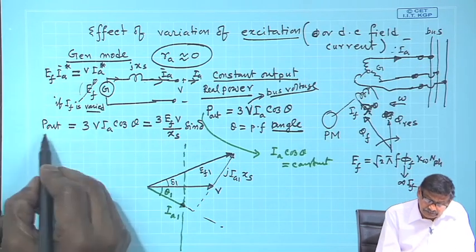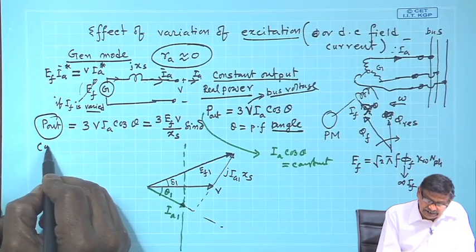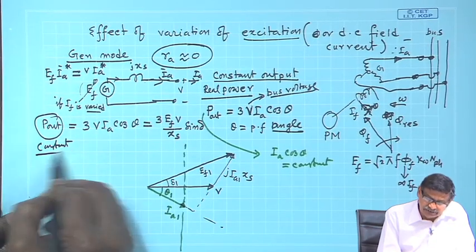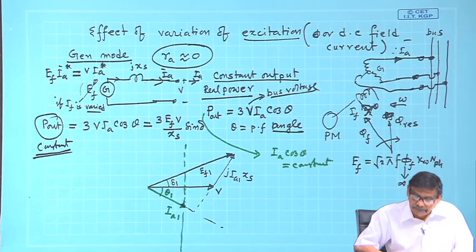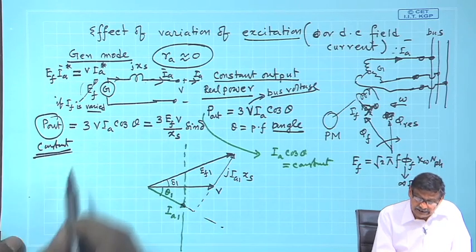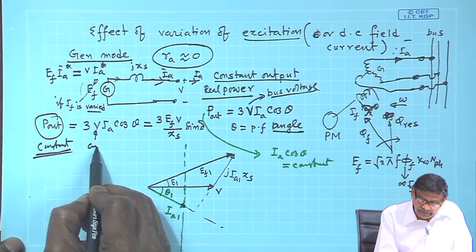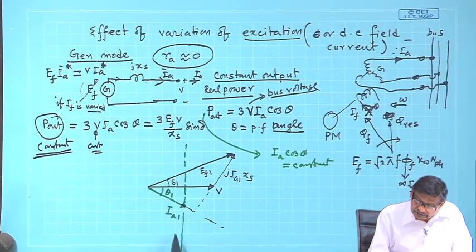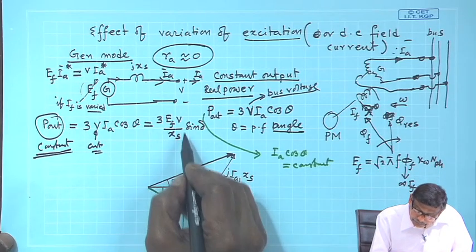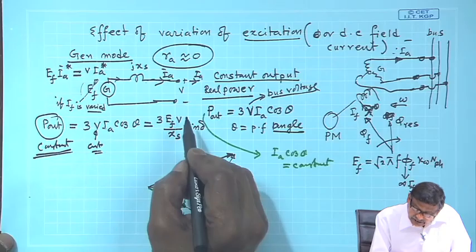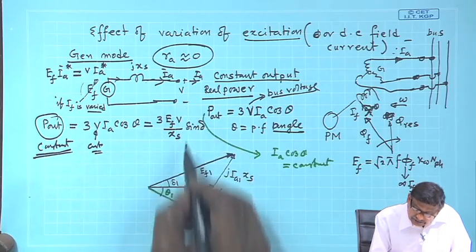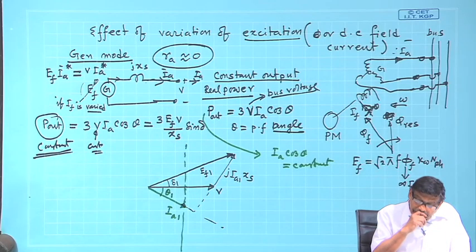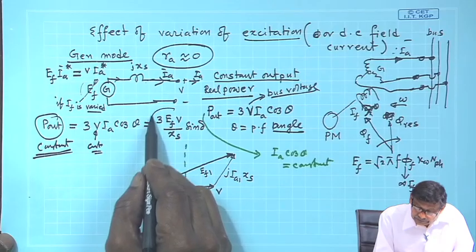Now, this power I am selling, this remains constant, this cannot change. If it cannot change, and V is constant, I told you I a cos theta has to remain constant. That is why the tip of the current phasor, the armature current phasor, must lie on this vertical line. Then come to this equation.